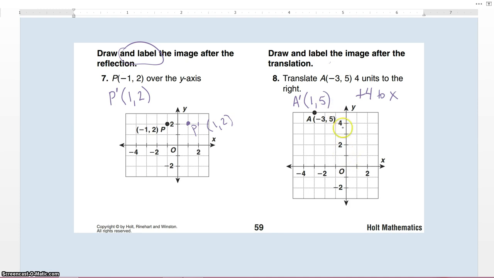Let's check it with the graph. It should be right. We know that you add 4 to x to move it right. So 1, 5 would be right here. Is that point 1, 2, 3, 4 to the right? Yes, it is. Label it. That is your new A prime. That prime indicates a new point.